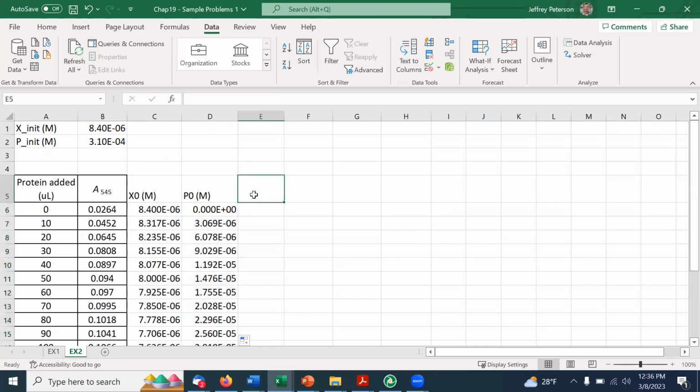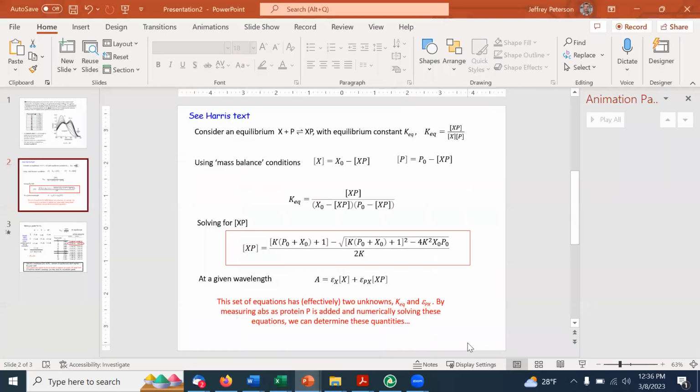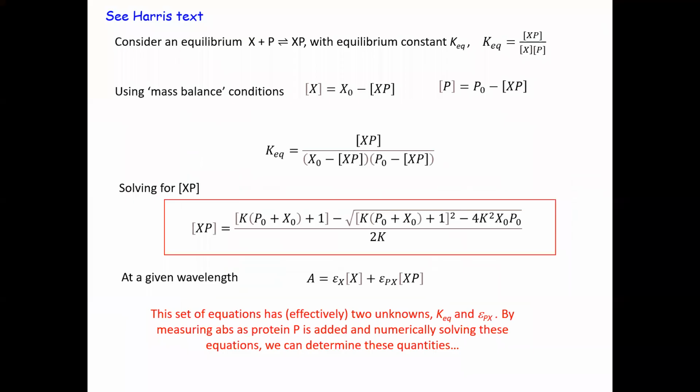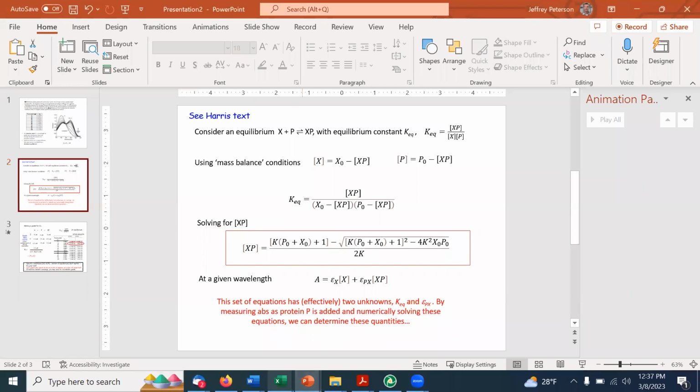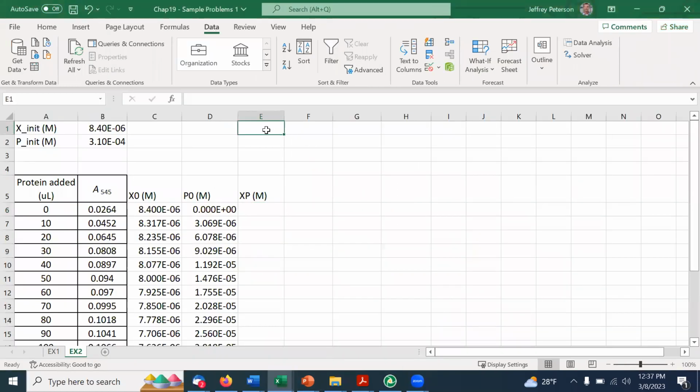The next thing I need to calculate is my concentration of ligand-protein complex, XP. And if I went back and looked at that expression that I had derived before, you'll see that this depends on the equilibrium constant. This is one of the quantities that I'm trying to calculate. I don't know what it is, and so it's not something that we can calculate directly in the same way. What we're going to end up doing ultimately is making a guess for KEQ, and using Solver to figure out what the optimized value of it is.